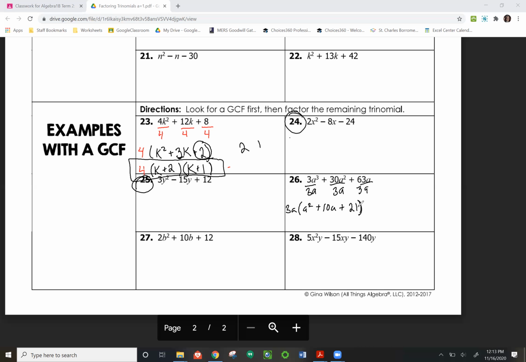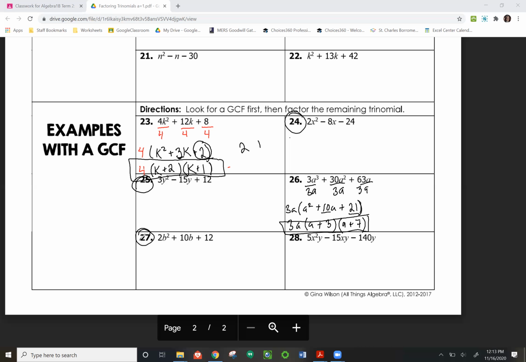Okay, so to factor this inner trinomial, I need to find 2 numbers that multiply together to give me 21 and add together to give me 10. They'll start with the A's. 2 numbers that multiply together to give me 21, a positive 7 and a positive 3, and those numbers also add together to give me 10. Okay, and now it's completely factored. All right, I'm going to let you guys do number 27.